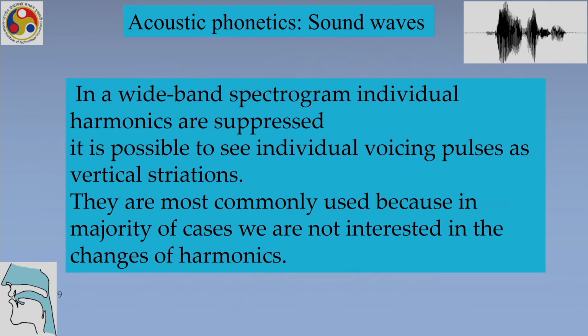In a wide band spectrogram, individual harmonics are suppressed. We will see wide band spectrograms all along. It is possible to see individual voicing pulses as vertical striations, and they are most commonly used because in the majority of cases the harmonics are not of importance to us. If we want to study vowels, we want to study the formants, the harmonics with the most intensity. Those are the important parts that we want to study. We do not want to study all the harmonics.